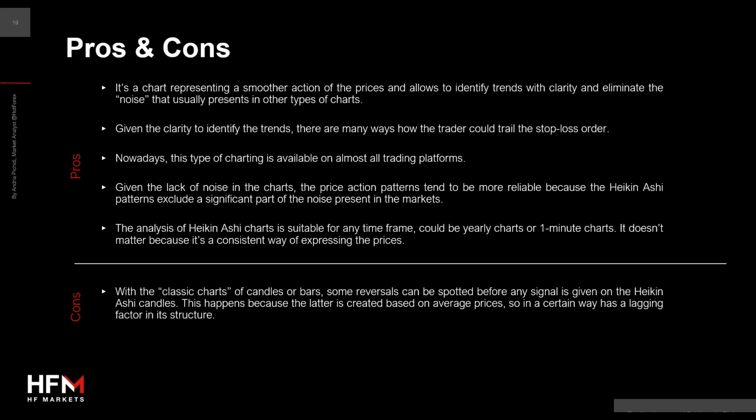Some reversals can be spotted before any signal is given on the Heikin Ashi candles, and the reason is because it's based on the average prices. But that's the only disadvantage, which could easily be overcome by applying at least one extra indicator in your trading strategy. Maybe it could be RSI, it could be moving average, it could be anything you want, basically. Guys, that was pretty much it.